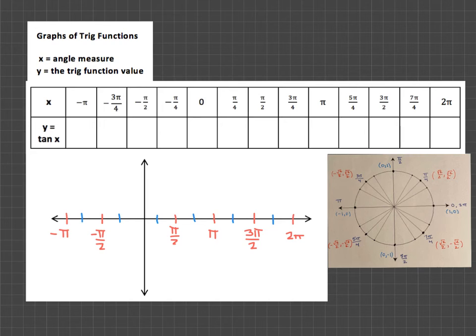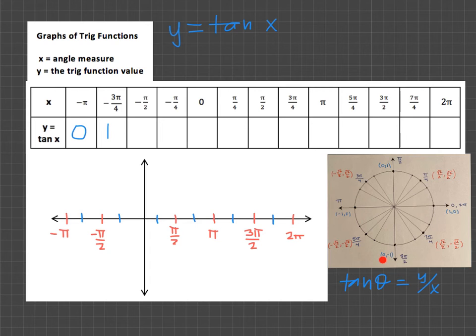Now let's look at the trig function tangent. So y equals tangent x. Now remember that using the unit circle to evaluate tangent of an angle, we take the y-coordinate of the associated point over the x-coordinate. So we'll use that to find these trig function values. So for negative pi, we are going to take 0 over negative 1, which is 0. For negative 3 pi over 4, right here, we take negative square root 2 over 2 over itself, so that's going to be a positive 1. For negative pi over 2, we have negative 1 over 0.